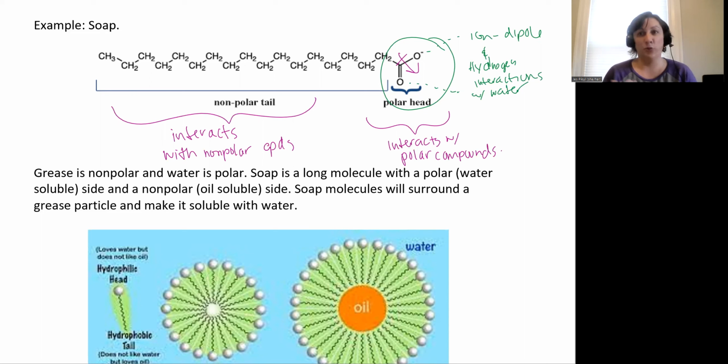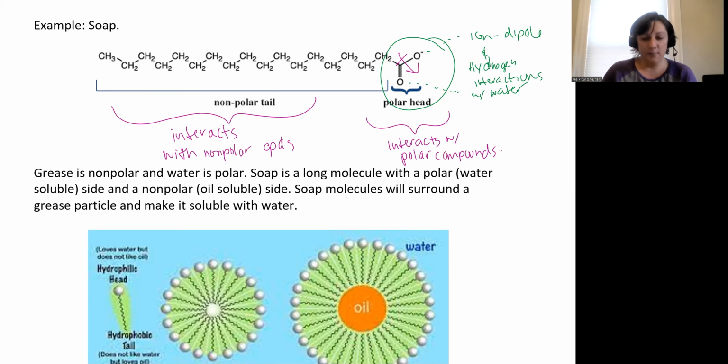So something like grease when you're washing your dishes is nonpolar. And if we just used water, we'd have a really hard time getting it off of a surface because water is polar and they don't dissolve each other. But if we use these soap molecules, the nonpolar ends of the soap molecules will interact with the nonpolar grease, and the polar end of the soap molecule will interact with the polar water, allowing the grease then to be washed away by the water.